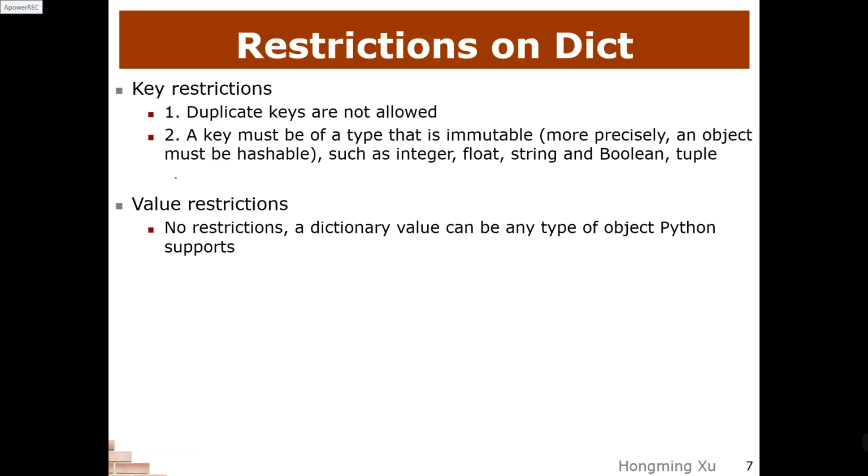Also note that a key must be of an immutable type. Or more precisely, the key should be an object that is hashable. For example, we can use integer, float, string, boolean, tuple. Those objects are immutable types, so we have to use keys that are immutable. For the values, to my knowledge, there are no restrictions on dictionary values. So you can set any value you need.